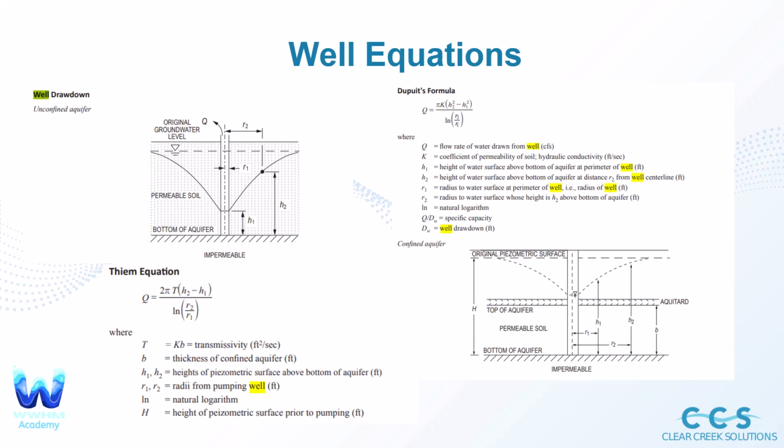And then real quick, here are some well equations that are used for calculations on different exams and such. So we have a well drawdown calculation for unconfined aquifers. You have the different radii, the permeable soil at the bottom of the aquifer, and then the height of the different aquifers there. We have the Dupuit formula, which calculates the flow rate of the water drawn from the well, given a piezometric head. And then we have the Theim equation, where transmissivity is used for those calculations. So that's some well equations. That's a quick overview of wells.